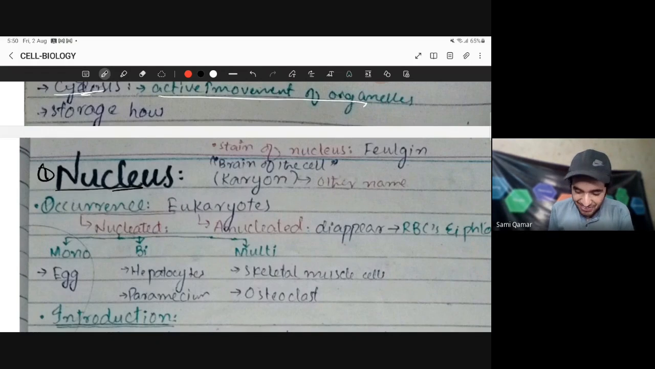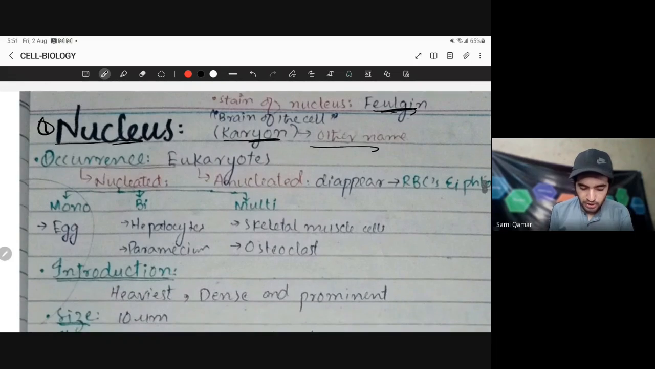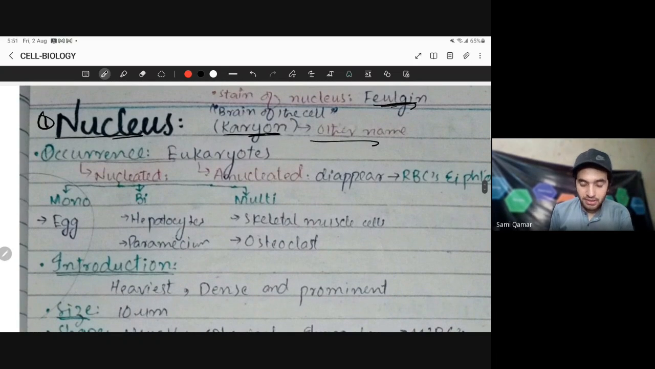So, nucleus. The nucleus gets stained with fusion stain, which gives it a purplish appearance. It is the brain of the cell, and karyon is the other name of the nucleus. An important thing, understand this: nucleus occurs in eukaryotes. It is absent in prokaryotes, because prokaryotes don't have any organelles, and the nucleus is an organelle.